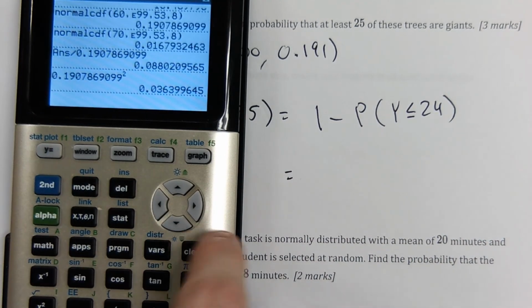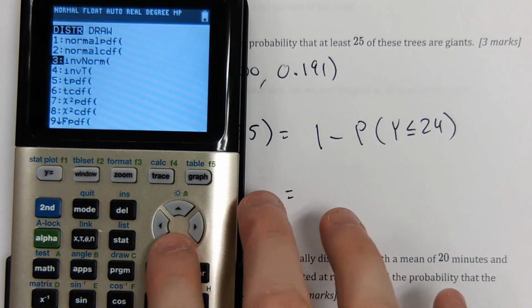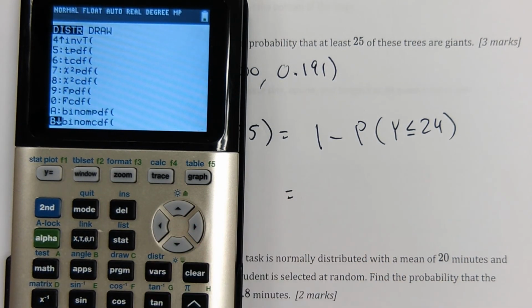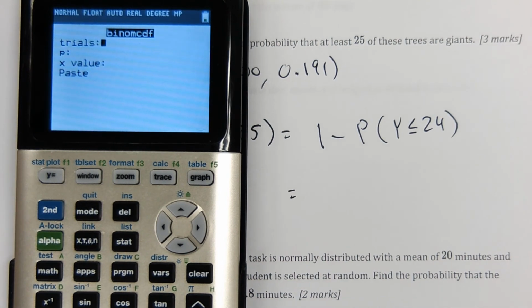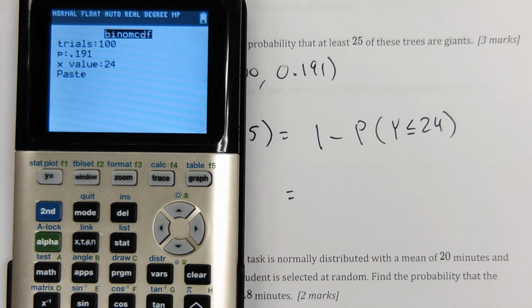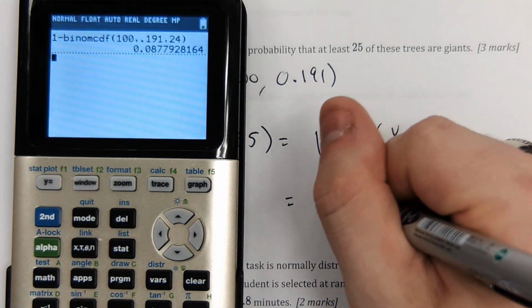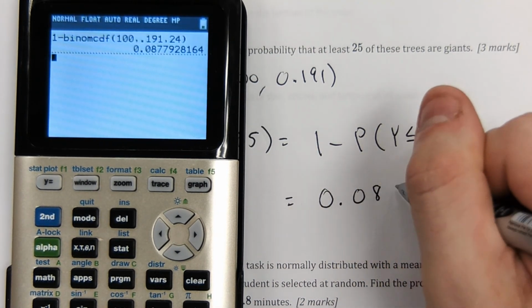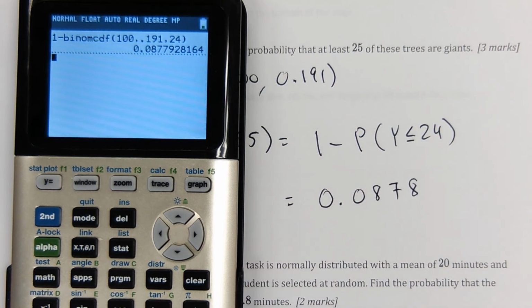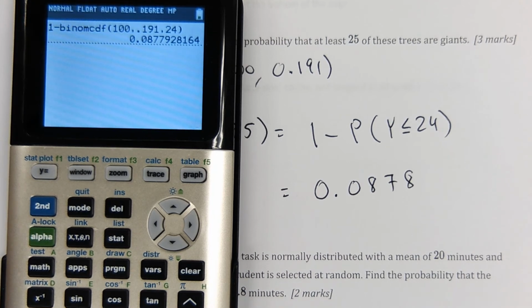Actually, you know what? 1 minus second vars binomial CDF. Please don't write binom PDF, CDF, things like that on your test. They need to demonstrate they know what binomial CDF is. If you get the answer, there you go. The probability that at least 25 of them are giant is not very good. It's less than 9%.